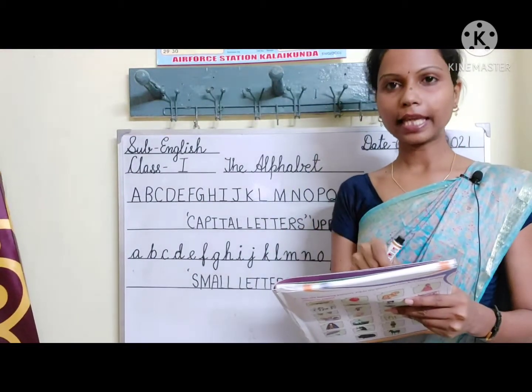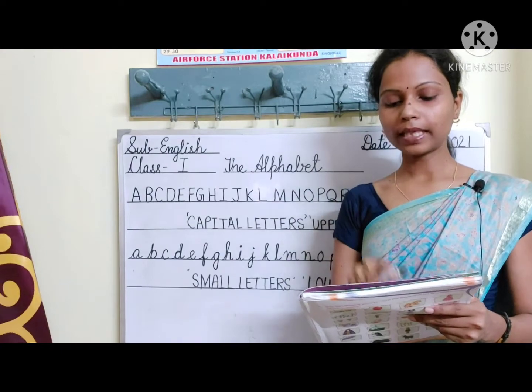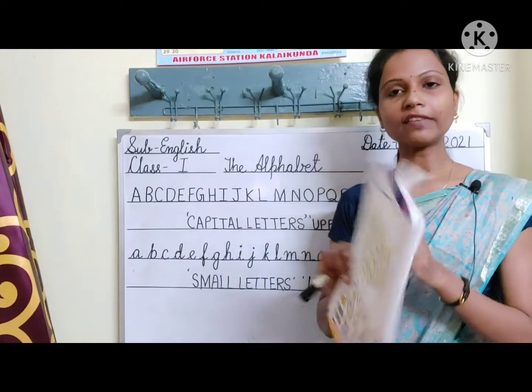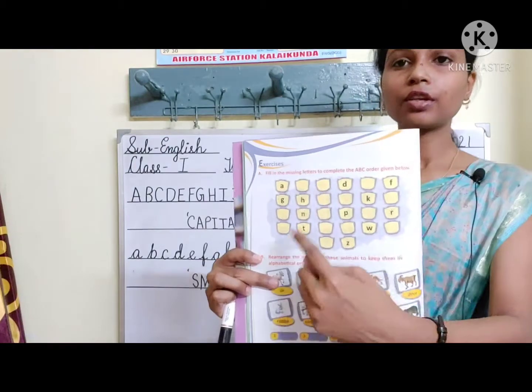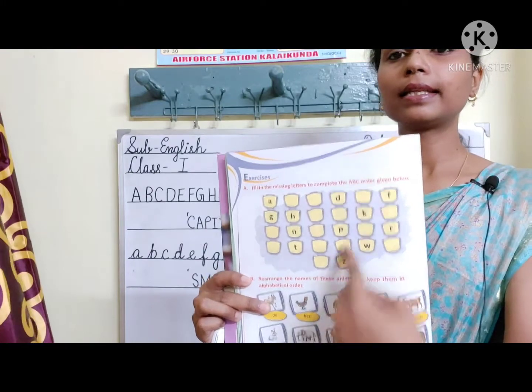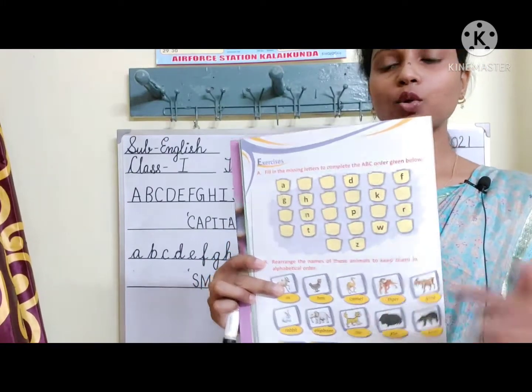It is given, A is written. Now B, C is missing, D is written. So you have to write down, you can see, you have to write here the missing letters in small letters. Now moving on to the next question.